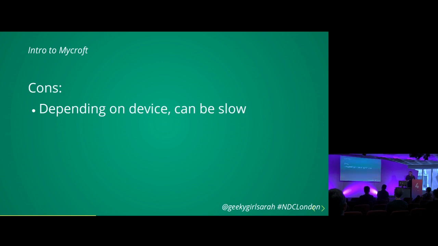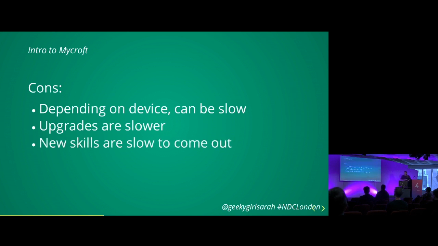Depending on the device, it can be slow. So if you have an older Raspberry Pi, it may take a few more seconds for it to figure out what you're saying, things like that. Upgrades are a little slower because they don't have millions of dollars like a big tech company would. Sometimes, things take a little longer to get out the door. And some of the newer skills are slow to come out because it just doesn't have that huge backing yet. But hopefully maybe some of you can start contributing to the skill set.